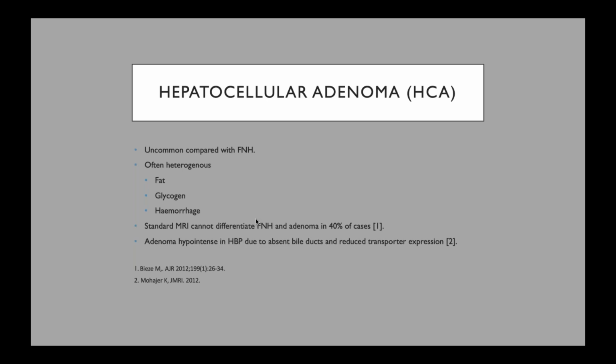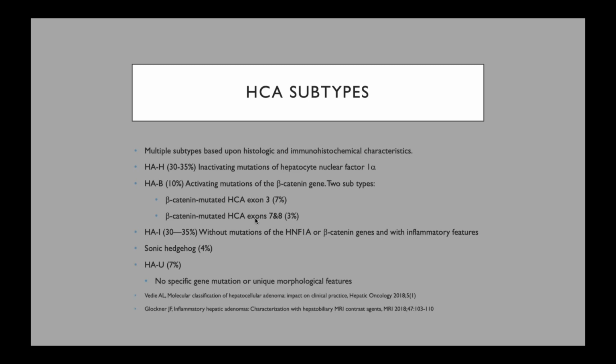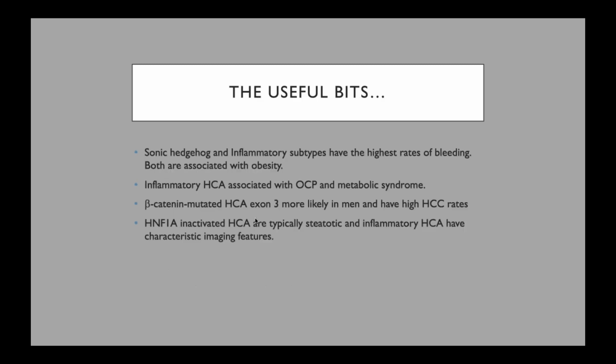And it really is important to make a distinction because adenomas get treatment, and that treatment might be dietary, it might be stopping the oral contraceptive pill, or it could be interventional. But we do really want to make the diagnosis. There are multiple subtypes. You don't really need to know this, you just need to know that different subtypes do exist. The useful bits really come down to some subtypes have more bleeding risk than others. So the inflammatory ones in particular do, and they're also associated with the oral contraceptive pill and the metabolic syndrome.